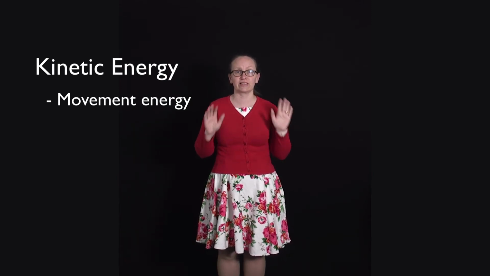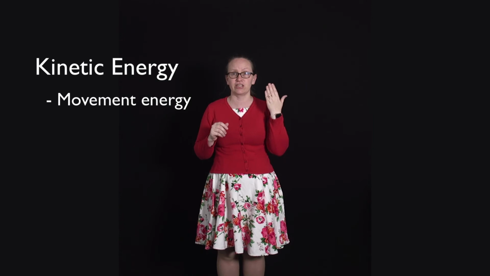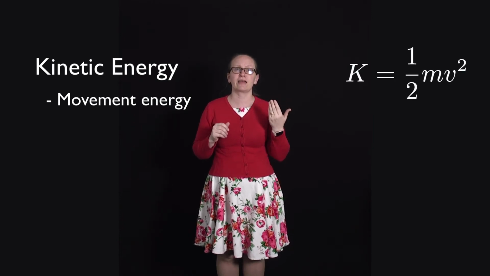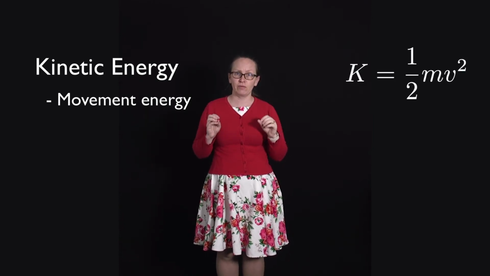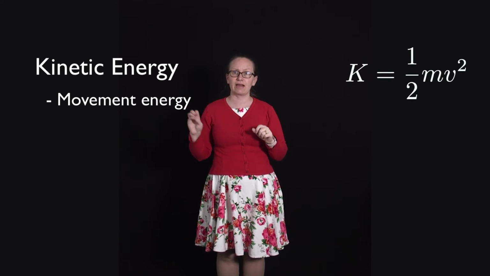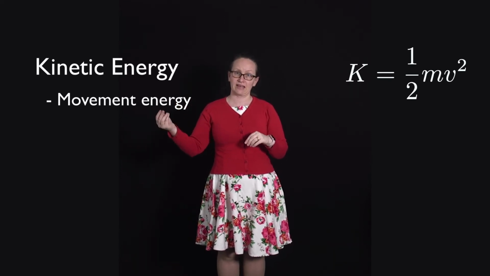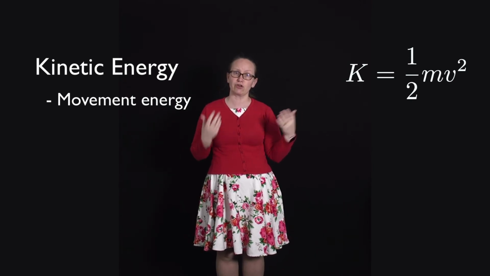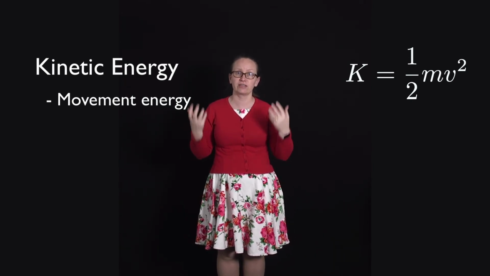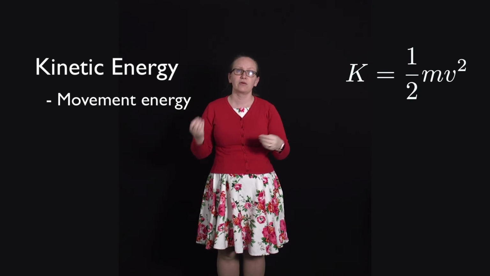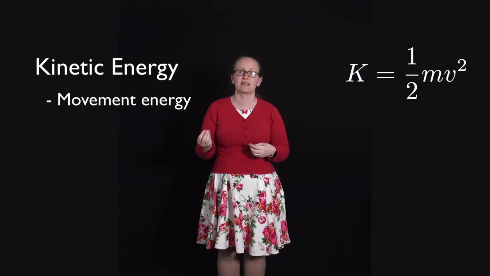As we said, kinetic energy is the energy associated with the movement of an object. The kinetic energy of an object can be calculated using the formula that the kinetic energy K is equal to a half mv squared. In this formula, m is the mass in kilograms and v is the speed of the object in meters per second. It doesn't have to be the velocity, because we don't need to know the direction that the object is moving in. We just need to know how fast it is.